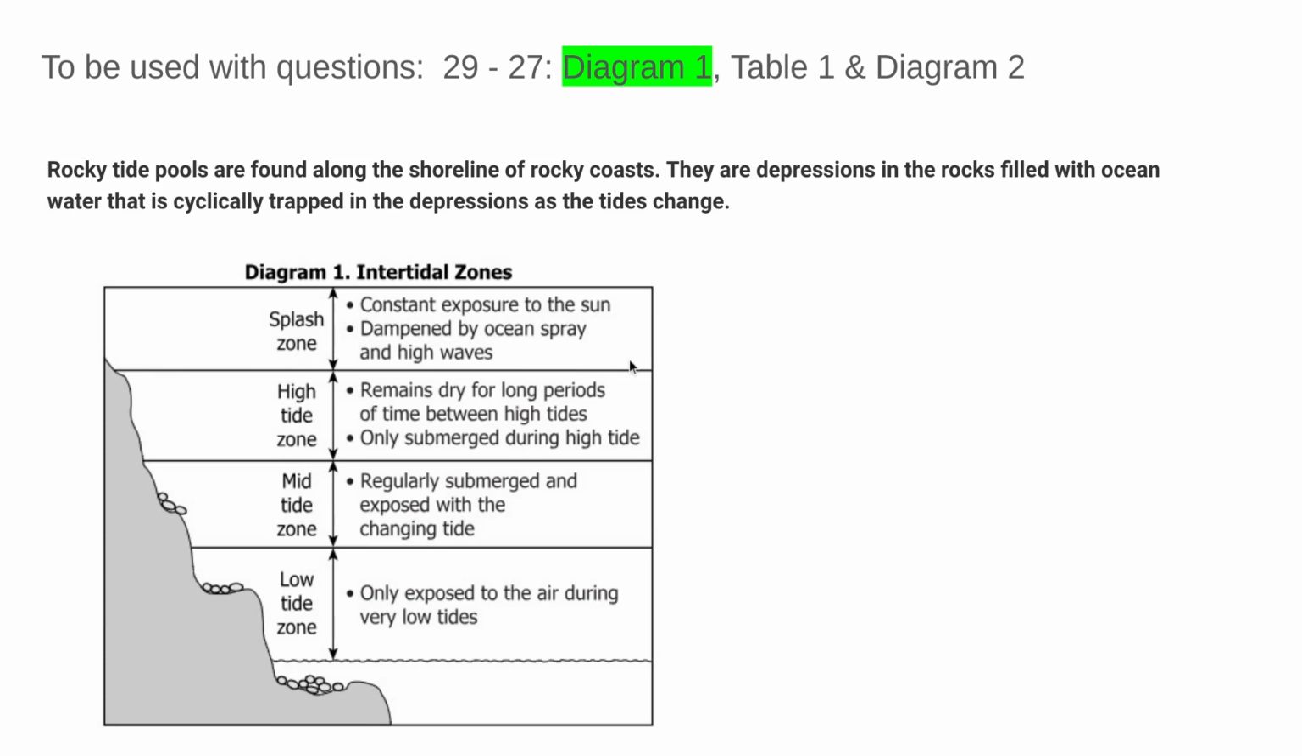So again, our choices were preventing drying out, moving with the tide, obtaining food, or finding mates. Now, there's nothing here about obtaining food or finding mates, so I would take those out, and then we're left with preventing drying out and moving with the tide. So if this is where they stay, then if I were doing this, I would say that all of these probably have something to do with preventing drying out.